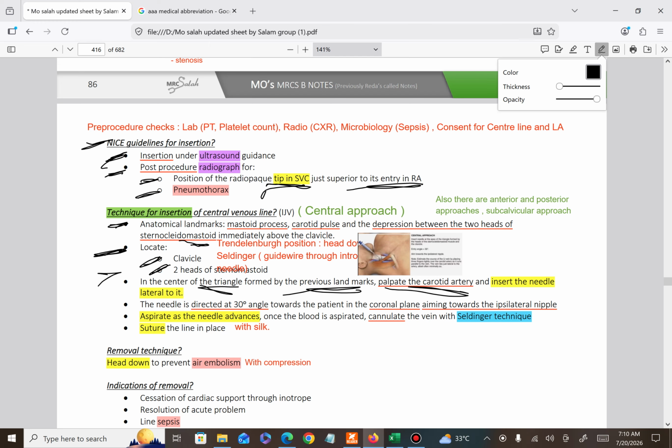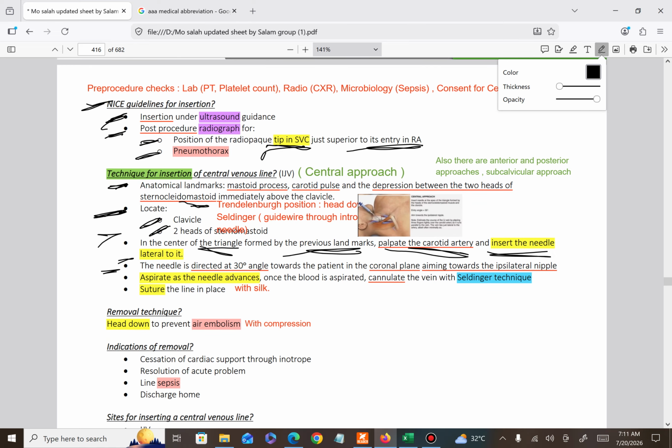Palpate the carotid artery and insert the needle lateral to it. Okay, the needle is directed at a 30-degree angle towards the patient in the coronal plane, aiming towards the ipsilateral nipple. Okay, so first we will have to select the landmarks: mastoid process, the carotid pulse, the depression between the two heads of sternocleidomastoid and the area above the clavicle. In the area above the clavicle we will insert the needle just lateral to the carotid pulse in the depression between the two heads of sternocleidomastoid. So this is how we will do the central venous line insertion.